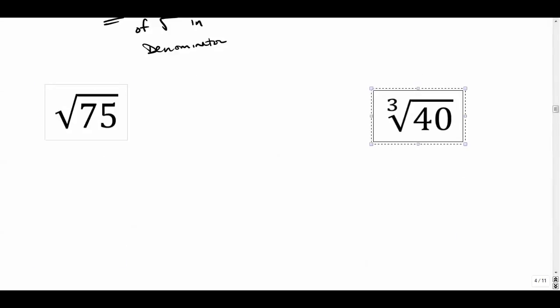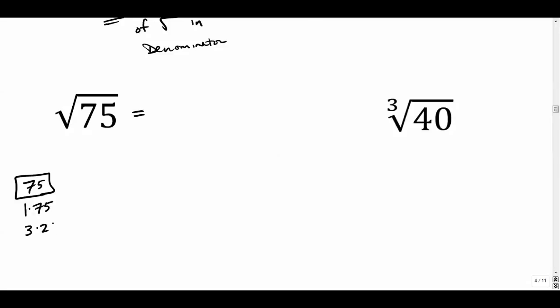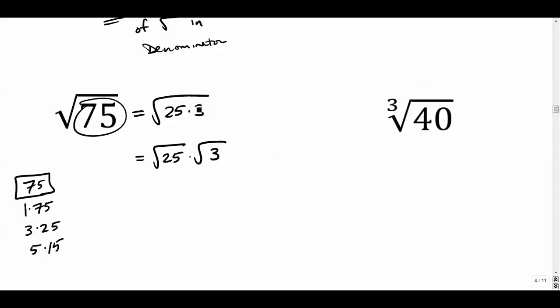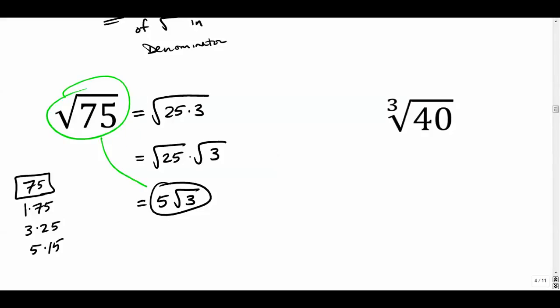Some more simplifications here. 75 is not a perfect square, so this answer is not necessarily going to be an integer, but we can think about the factors of 75. 1 times 75, 3 times 25, and 5 times 15. We're going to choose this pair because 25 is a perfect square. So we're going to break 75 down into 25 times 3. The square root of 25 is just 5. The square root of 3 we don't know. If you put both in your calculator, you'd get the same thing. But this one is what we call simplified radical form.